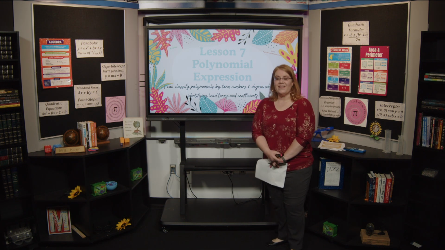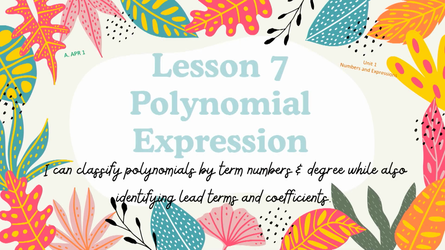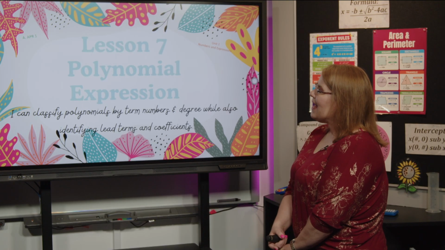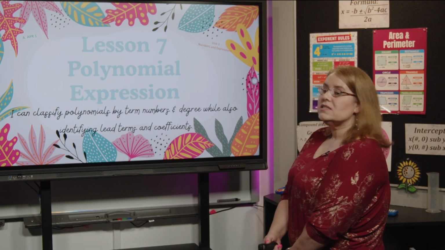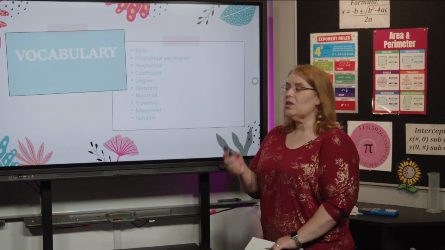We're on Lesson 7. So let's see what we've got. We've got polynomial expressions. I can classify polynomials by term numbers and degrees while also identifying lead terms and coefficients. I'm looking at APR 1. So let's go ahead and dive on in to see what we're looking at.